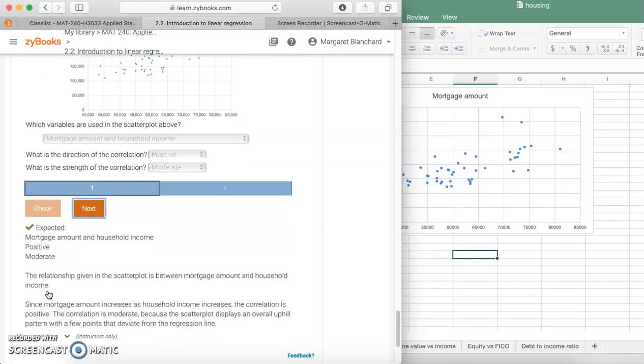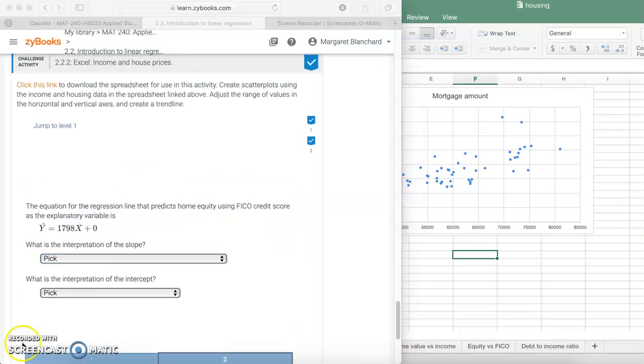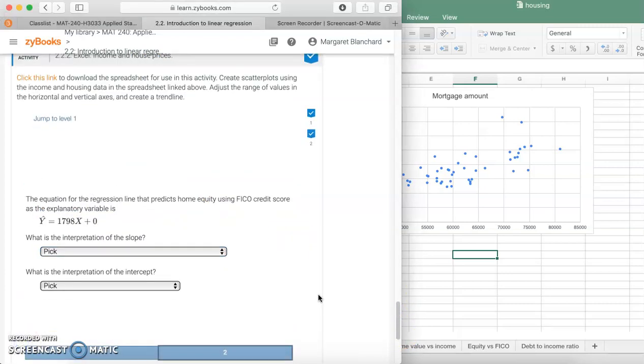Let's go ahead and check that. That's expected. Again, mortgage amount and household income, positive and moderate correlation. All right, so now it says the equation for the regression line that predicts home equity using FICO credit score as the explanatory variable is this: Y hat equals 1,798 X plus 0. Let's take a look.